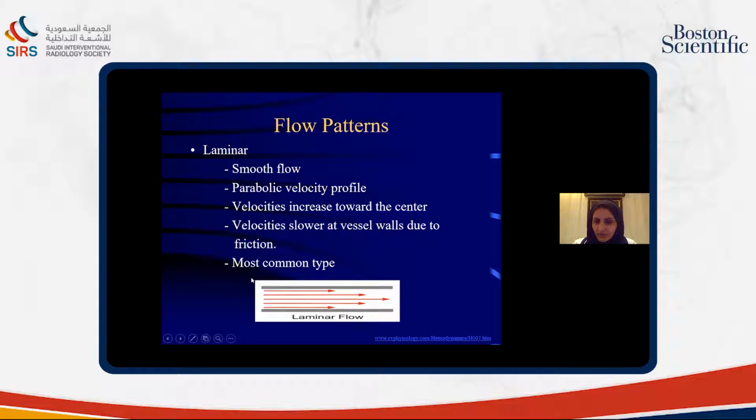Laminar flow: if you have the vessels, this is like vessels. The velocity in the middle of the vessels will be higher than the velocity close to the wall of the vessels. That's why when we do a study or Doppler, we always try to sample in the middle. We want the highest velocity of the vessels. So do not take it close to the wall, because the velocity close to the wall is lower than in the middle. This is what we call laminar flow.